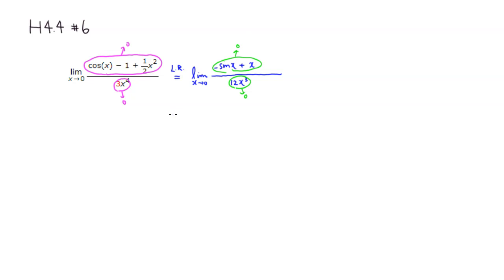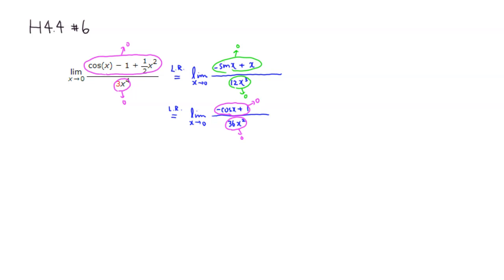So we can apply the second application of L'Hopital's rule. Limit as x approaches 0, and the derivative of negative sine of x is negative cosine of x, the derivative of x is 1, and the derivative of 12x cubed would be 36x squared. And you can see that here, the denominator still approaches 0. And then cosine of 0 is 1, so negative 1 plus 1, so the numerator approaches 0.